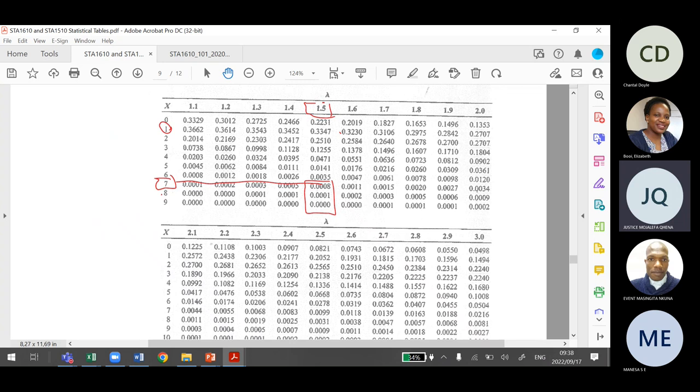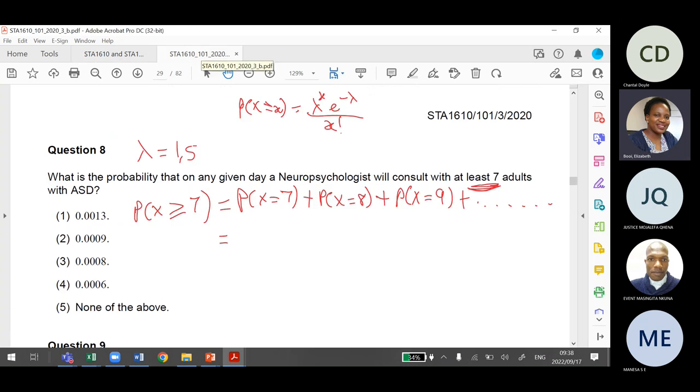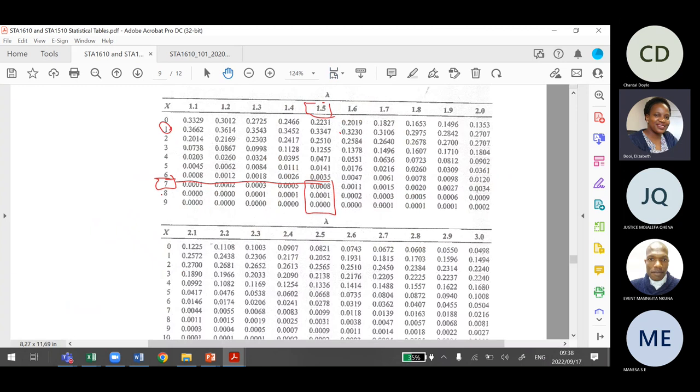Because I'm struggling. Okay, so we are told what our lambda is, right? It's 1.7. We are also told that we need to find the probability that x is greater than 7. So you go to where 7 is, and we know that it is greater than, so it means anything bigger than 7. So I went and I highlighted.